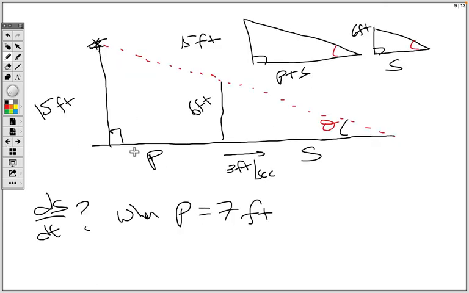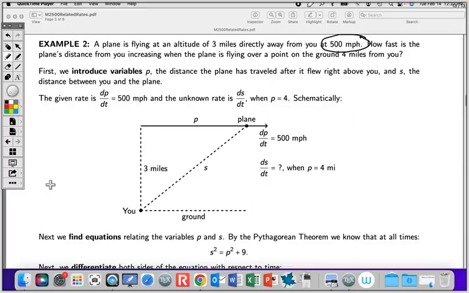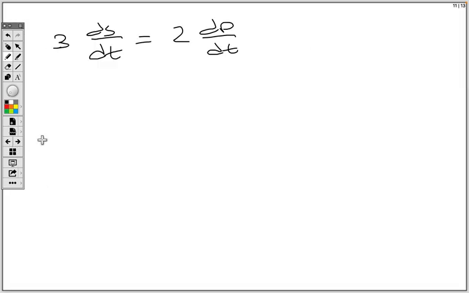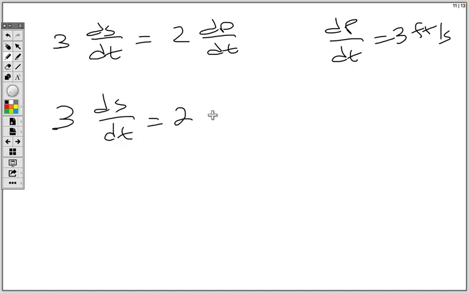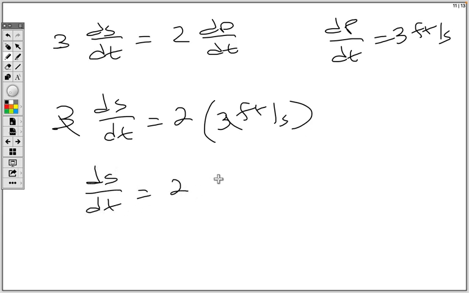So even though we're given dP/dt, to solve for just dS/dt, I don't need that piece of information. I just need to know what, oh, excuse me, they tell us when P is 7. We don't need this information at all. We just need to know what dP/dt is, which is 3 feet per second. So dP/dt is 3 feet per second. So I plug that in. 3 dS/dt is 2 times 3 feet per second. So I can cancel 3 off both sides. I get dS/dt is 2 feet per second.